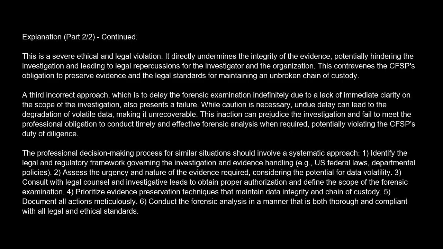4. Prioritize evidence preservation techniques that maintain data integrity and chain of custody. 5. Document all actions meticulously. 6. Conduct the forensic analysis in a manner that is both thorough and compliant with all legal and ethical standards.